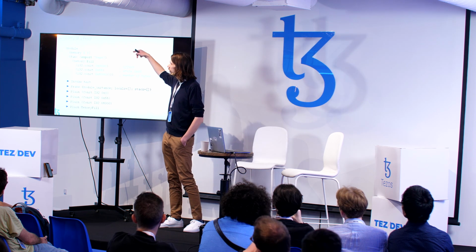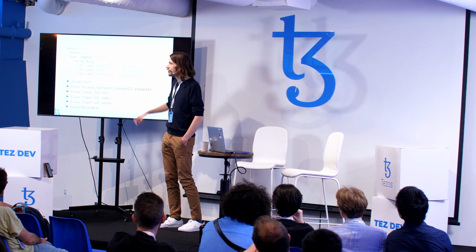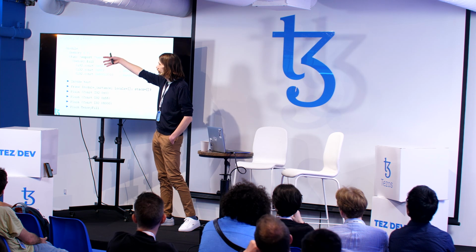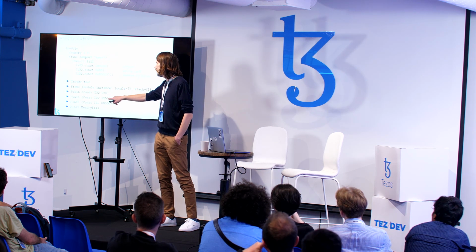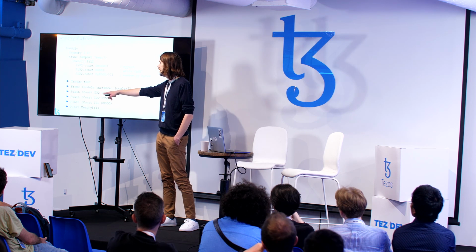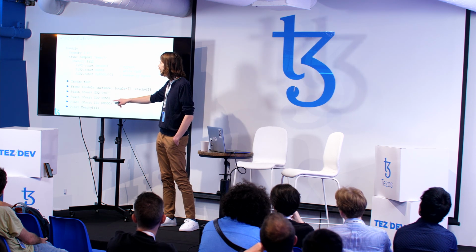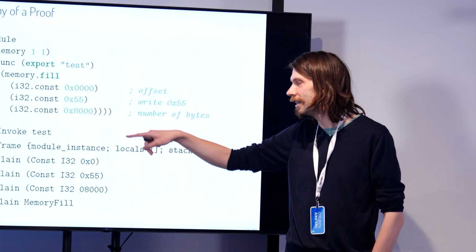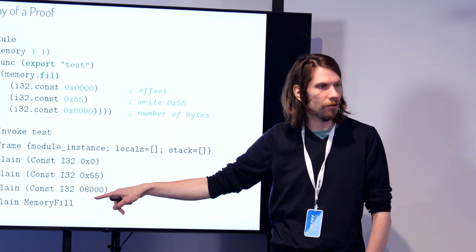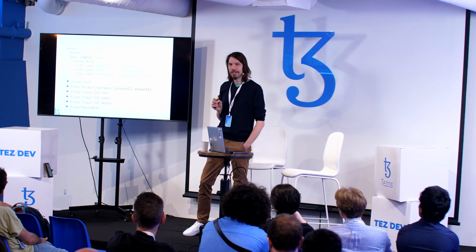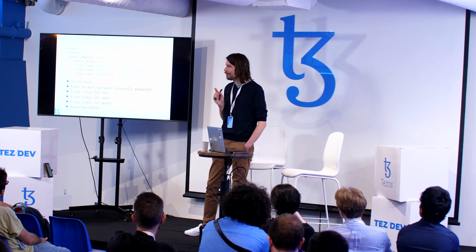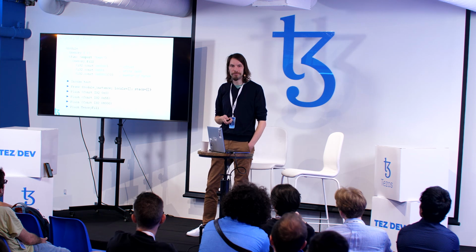After we've done that, we're going to enter the body of the function. And as I said, this is actually the reverse order in the real format. So we're going to push a 32-bit integer, 0, 55, 8000. And finally, we're going to run the memory fill instruction. Memory fill looks very much like it's not constant time, doesn't it? It looks like it's going to be linear in the amount of memory it copies.